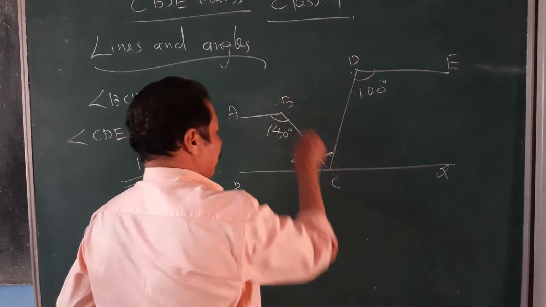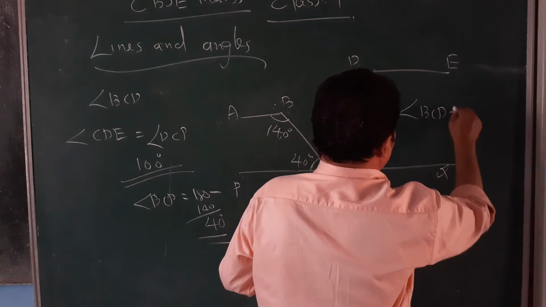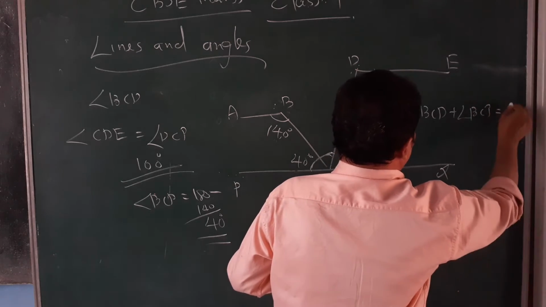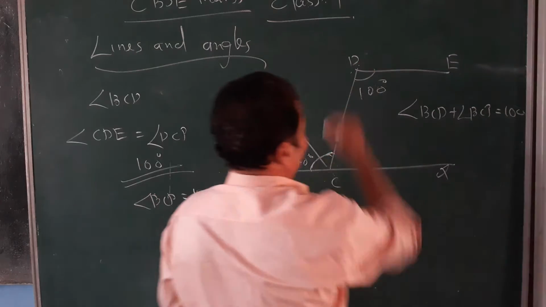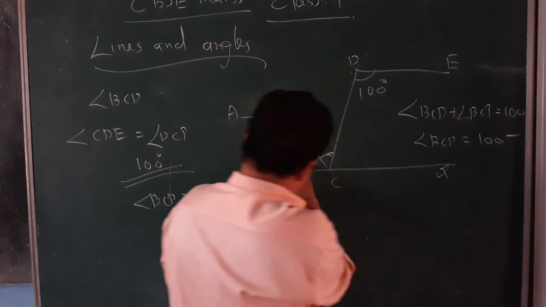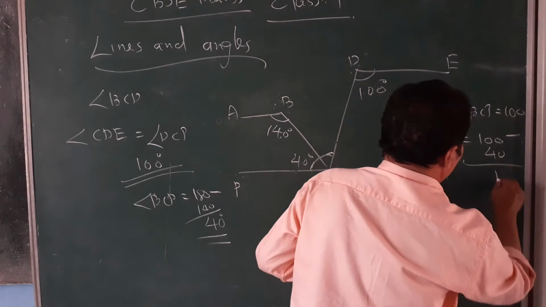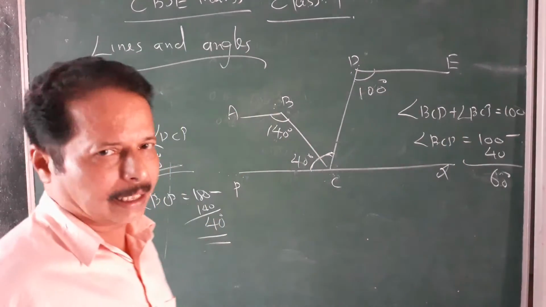Angle BCP plus angle BCD is 100. They are adjacent angles. So what is angle BCD? Angle BCD equals 100 minus 40. That's equal to 60 degrees. That's your answer.